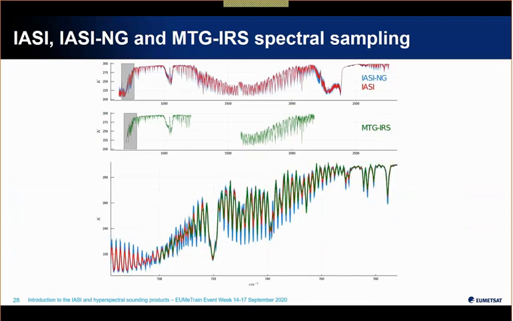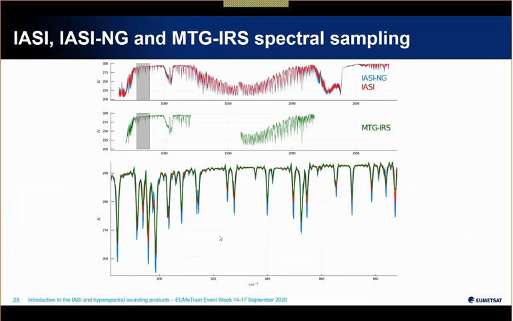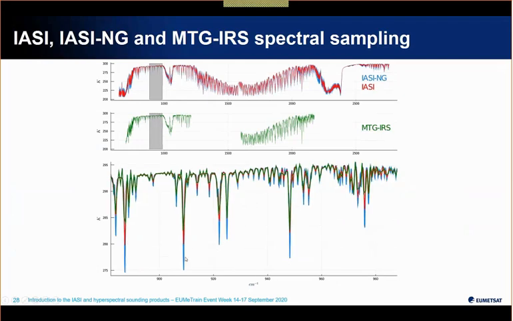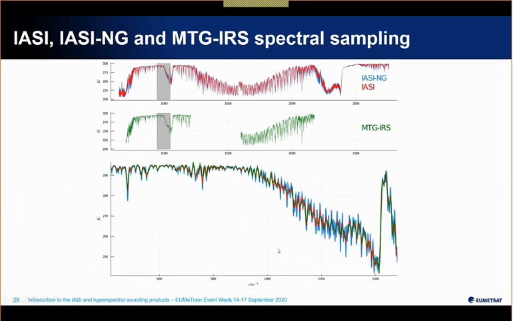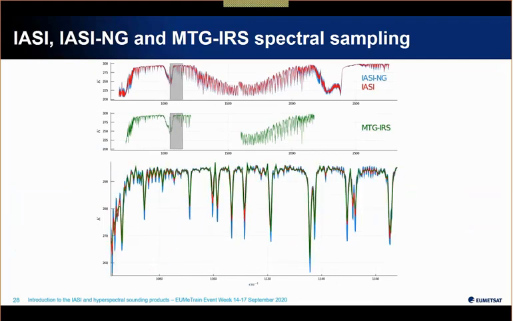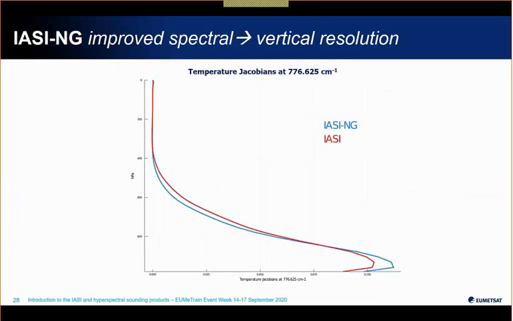Okay. So here is a little animation to show you the spectral resolution that we have from IASI, IASI-NG and MTG-IRS. And you see that IASI-NG is much more resolved than the other two, so we expect a better vertical resolution. And MTG-IRS is slightly coarser than IASI, but still very close to it. Okay, and that's just to illustrate again that with a better spectral resolution, with IASI-NG we will have a better vertical resolution. This is the weighting functions for temperature, so it peaks lower and the width is thinner as well.